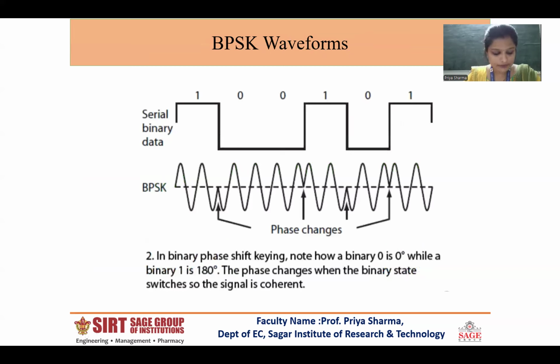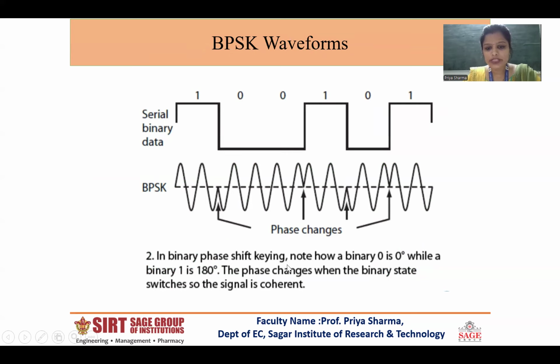This is the waveform of the BPSK signal as we have given this input. For 1, it will follow. For 0, it will have a phase shift. Then again for 1, it will have a phase shift. For 0, it will have normal. For 1, it will again have a phase shift.